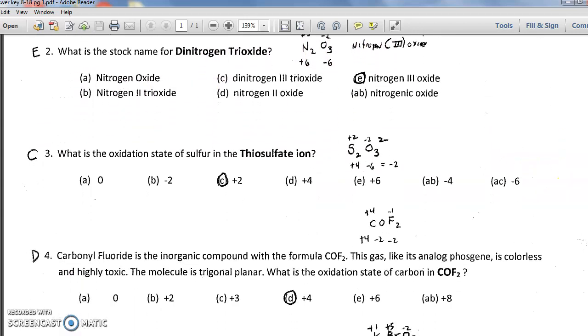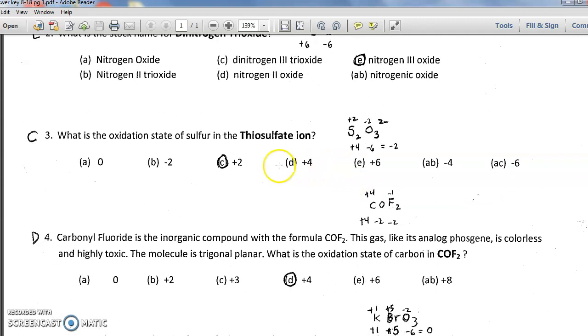Number 3, what is the oxidation state of sulfur in the thiosulfate ion? Oh, this brings back memories of when you learned all your polyatomic ions. The thiosulfate ion is S2O3, its total charge is 2-. That means the oxidation numbers of the sulfurs and the oxygens, their totals must also add up to 2-. Sulfur is a 2.5. Oxygen is a 3.5.